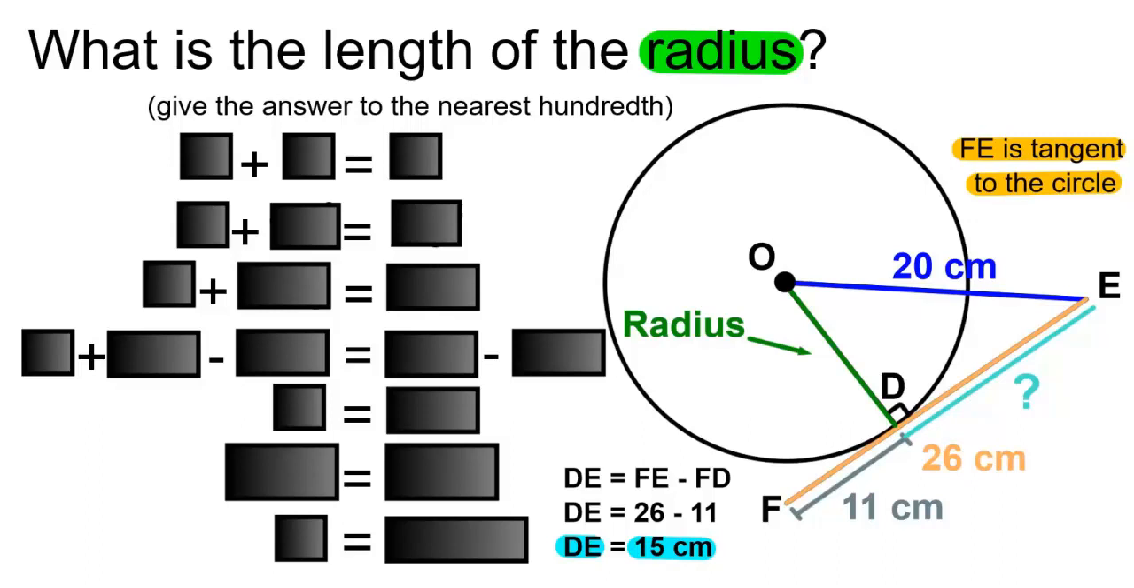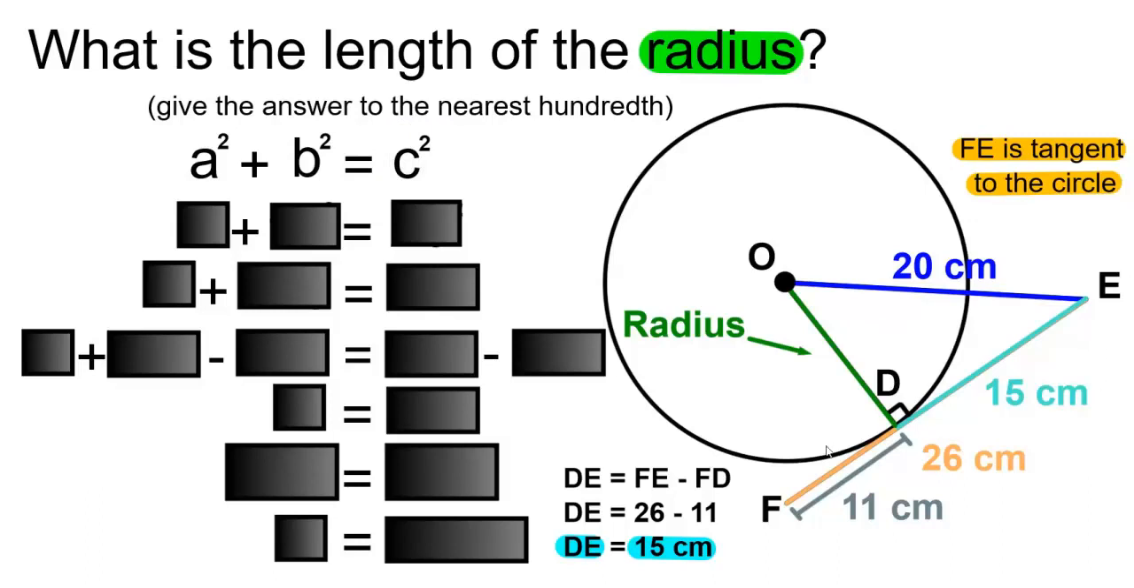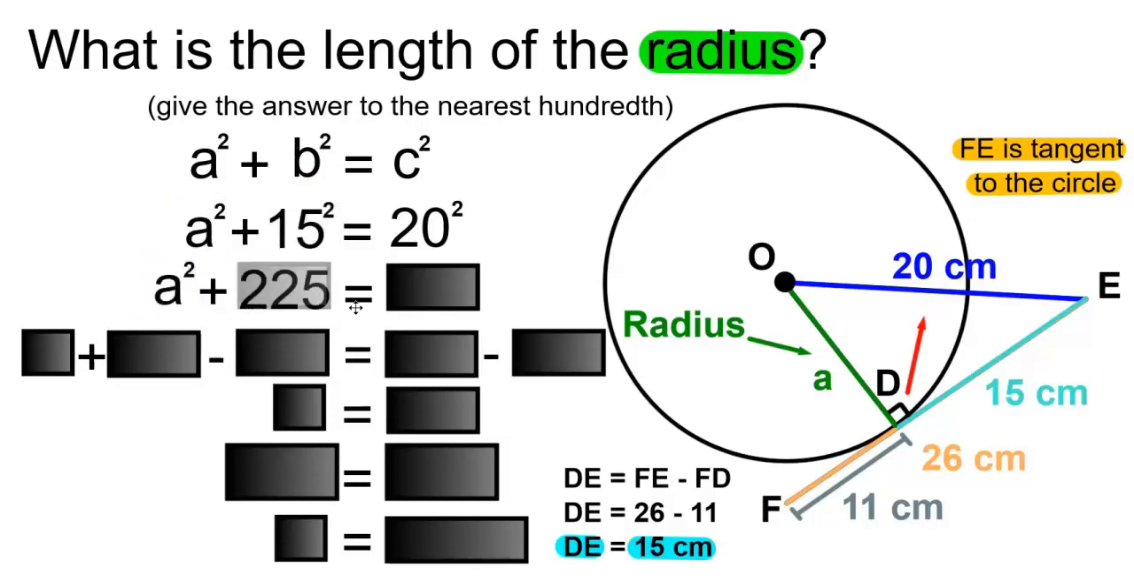And when we know two sides in a right-angled triangle, we can solve for the third side using the Pythagorean theorem. The Pythagorean theorem is a squared plus b squared equals c squared. Our c will be the line opposite of the right angle, so our c will be 20 centimeters. We'll call our unknown side a. So a squared plus 15 squared equals 20 squared. 15 squared is 225, and 20 squared will be 400.